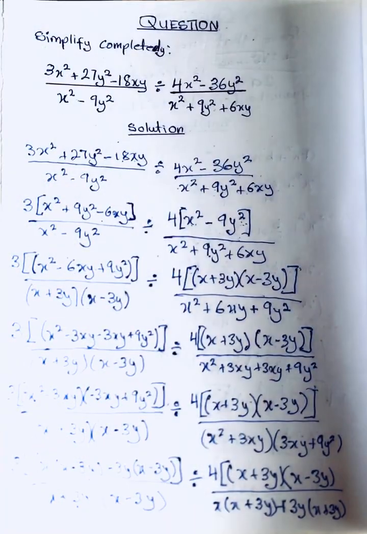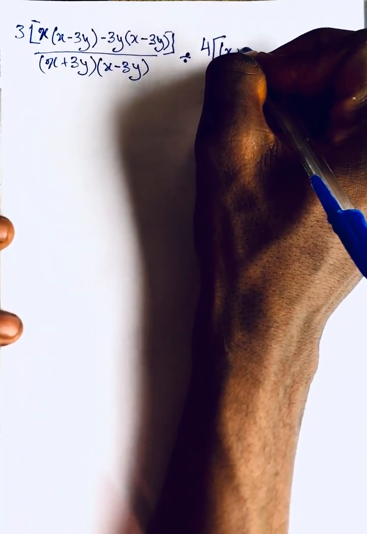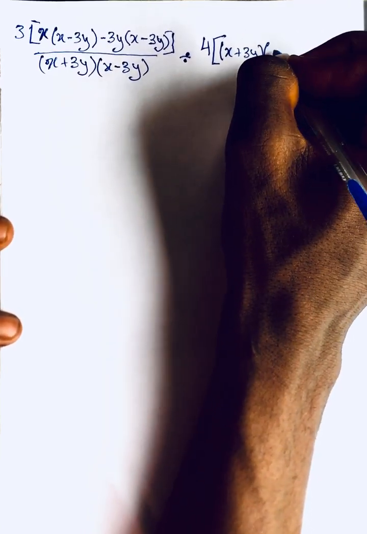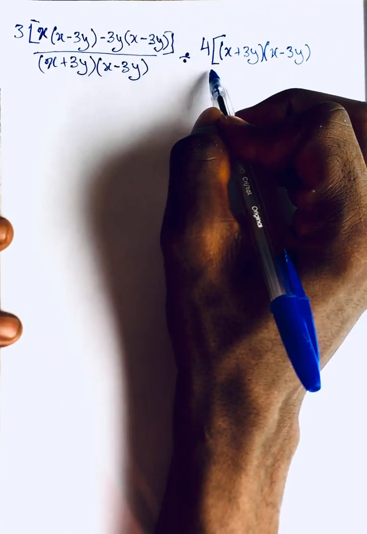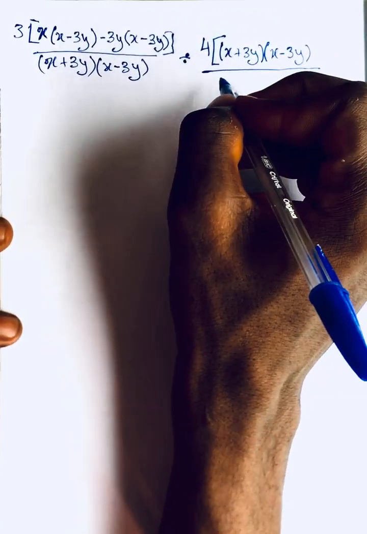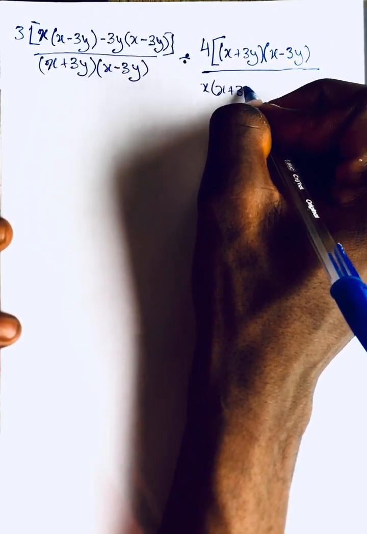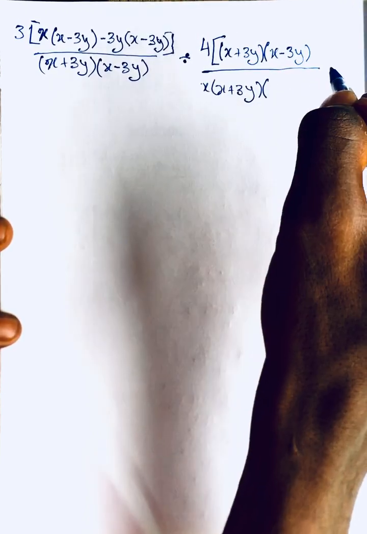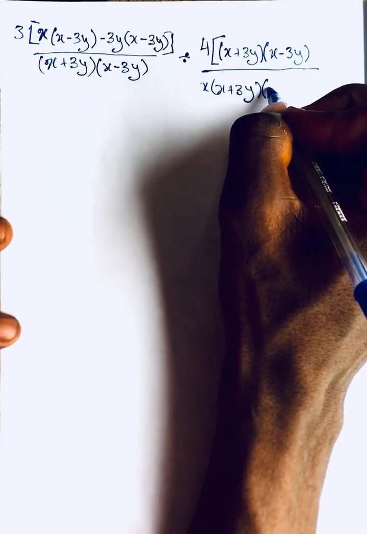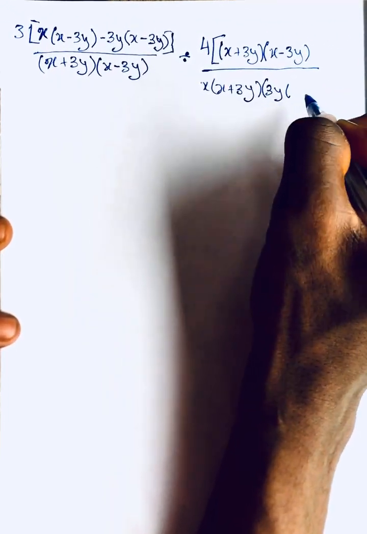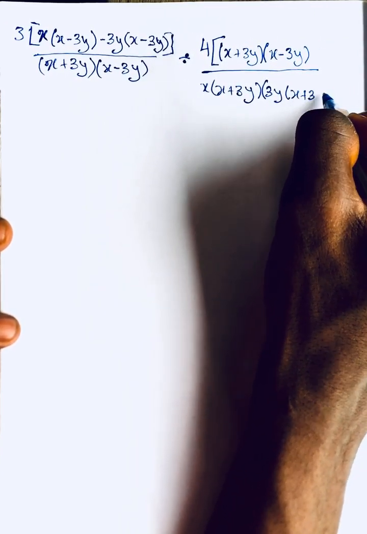Then let's take it, x plus 3y, x plus 3y times what? x minus 3y, all divided by what? x into bracket x plus 3y, so here you have 3y into bracket what? x plus 3y.